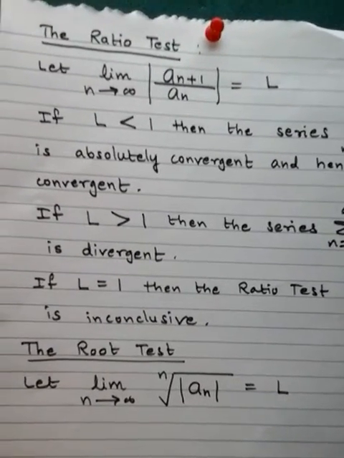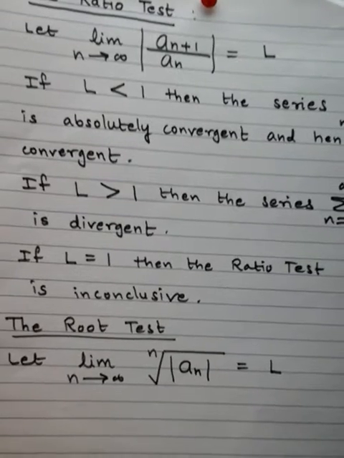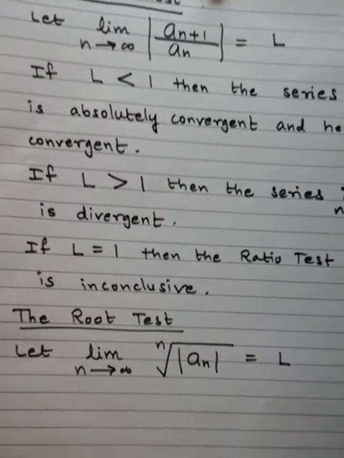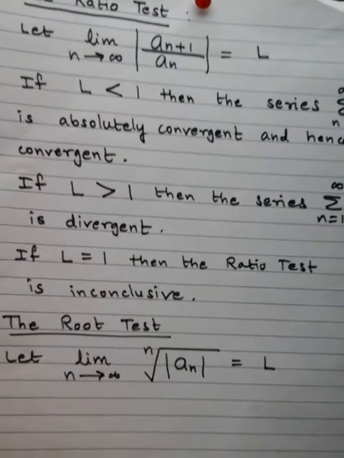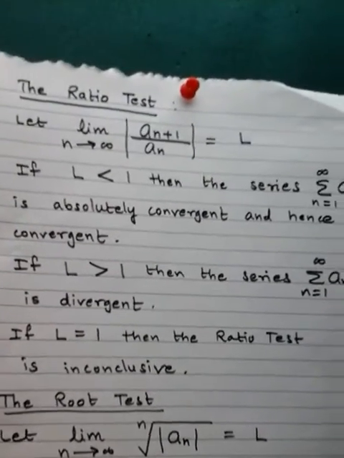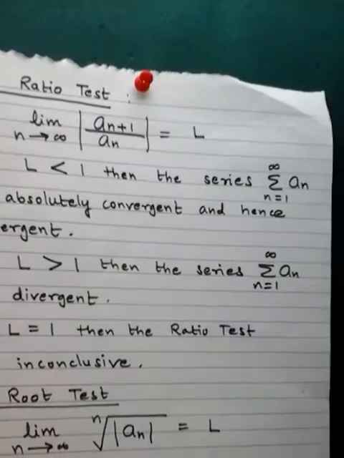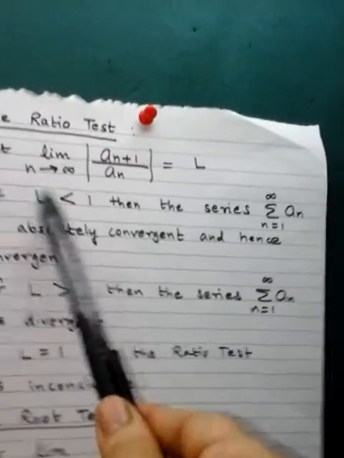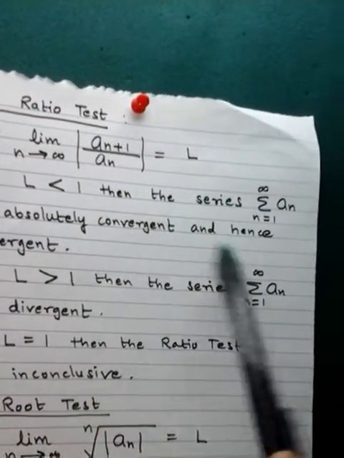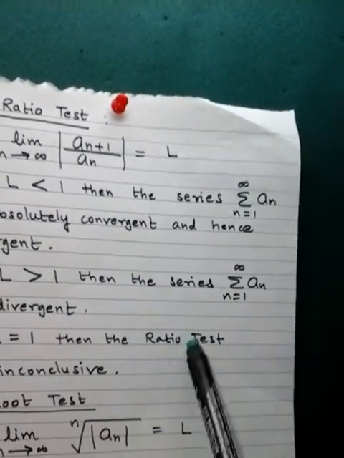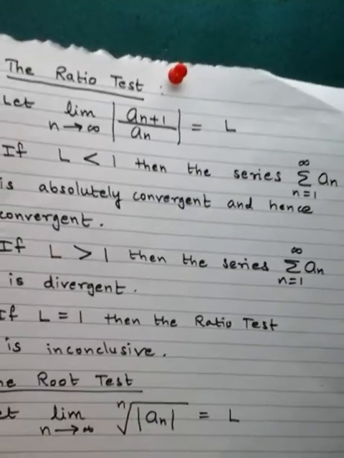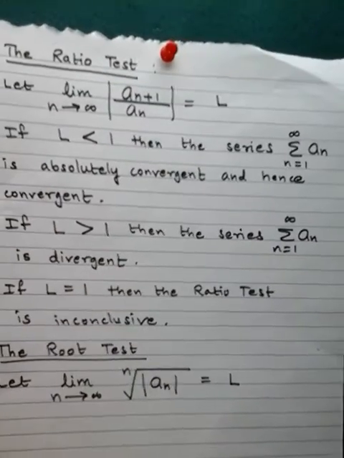Similarly, you have the root test. Here the value of L is defined as limit of nth root of modulus of an. And then the remaining part of the test is similar to that of the ratio test. If L is less than 1, the series is absolutely convergent and hence convergent. Greater than 1, divergent, is equal to 1, inconclusive. So these are the two tests.